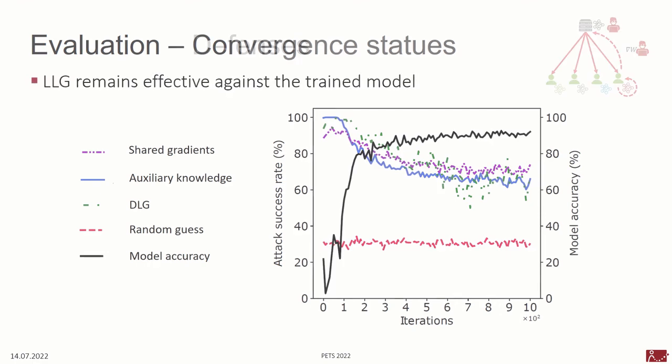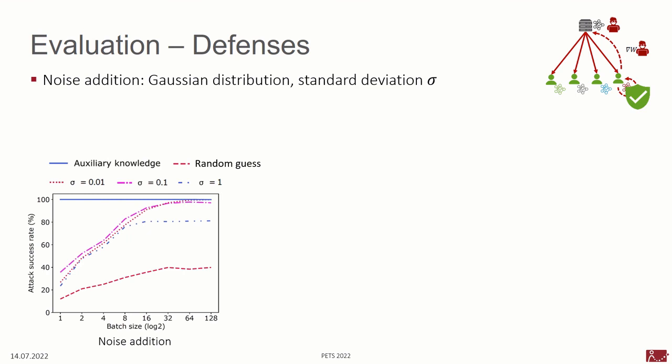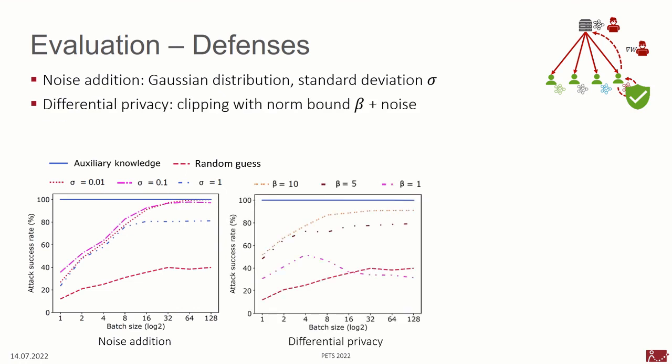Finally, to mitigate our attack, we investigated three defenses on the user side. First, we added Gaussian noise to the gradient before sharing it with the server, and we tried different standard deviations. As we can see, the attack success rate decreased, but it's still effective, better than random. With differential privacy, we clipped the gradients and then added noise. We tried different clipping norm bounds beta, and for beta 1, we can see that the attack is not effective, especially for batch sizes more than 16.